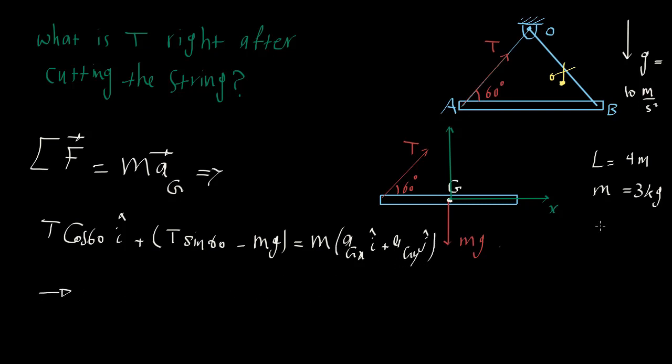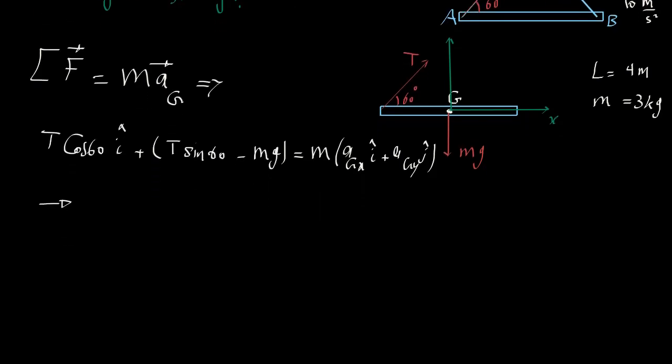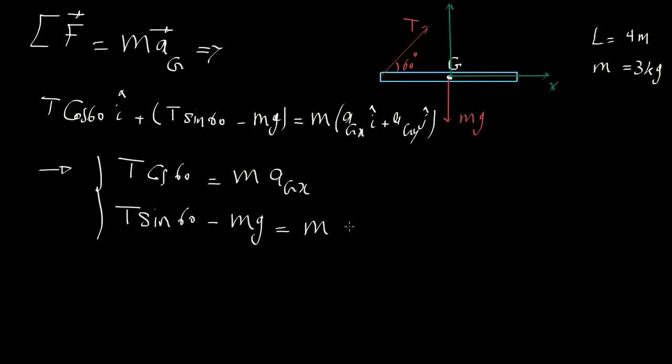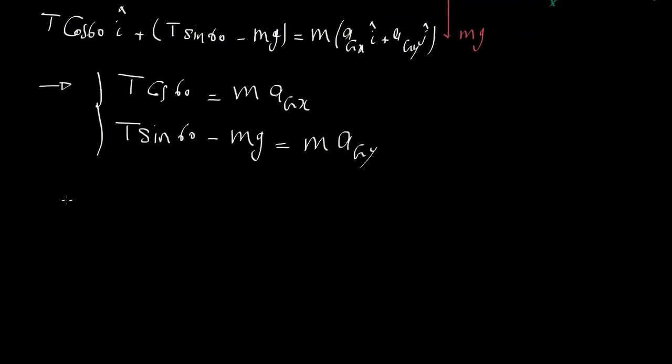So from this equation we get two scalar equations. Here T cosine 60 is equal to m a_Gx, and we also have T sine 60 minus mg is equal to m a_Gy. So that's for Newton, and now let's write down the Euler equation. Again, I write down the version of Euler equation that calculates the moments around the center of mass, because that makes the equation easier.